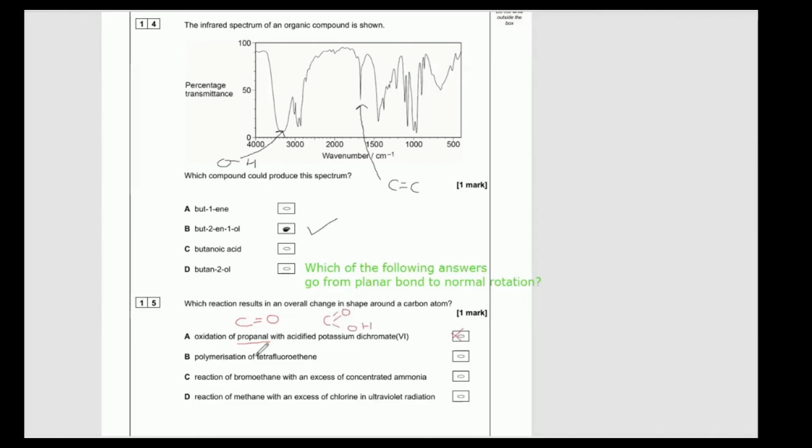So if you've got a carbonyl group or a carboxylic acid group, or you've got a double bond like an alkene, then you've got no rotation. If you go from that to a normal single bond, you're going to get rotation, and you're going to change the shape. And so what we have with C, actually, it's going to be B, polymerization of tetrafluoroethene. And it's because you've got a double bond where there's no rotation. So that's a planar molecule. And then it goes to a single bond where they can rotate, and you basically got a three-dimensional shape going on there. So, yeah, the answer is B.